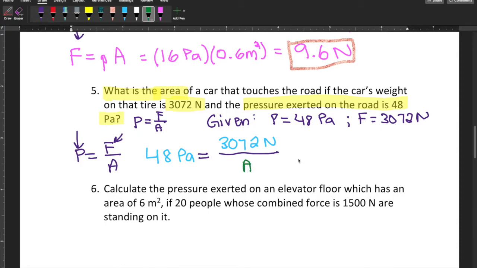So just doing basic math, you can flip it, and what you would get is area is equal to... let me quickly do that on the calculator real quick. And I get area is equal to 64 meters squared, and that is your answer over here. Okay, so that's the boxed answer.